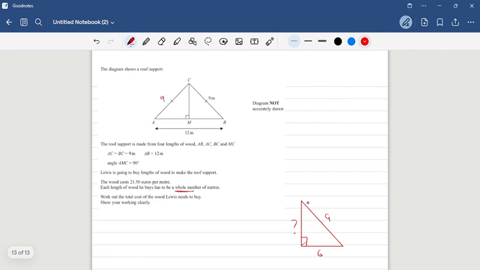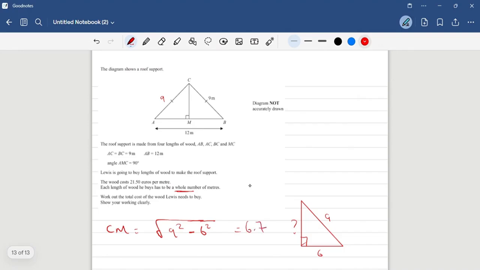Of course, it will be from Pythagoras' theorem. So to know CM, it will be the root of 9 to the power of 2 minus what? Minus 6 to the power of 2. 9 to the power of 2 minus 6 to the power of 2, which is equal to, let's try using the calculator, root 81 minus 36, which equals 3 root 5. So of course 3 root 5 will be about 6.7.